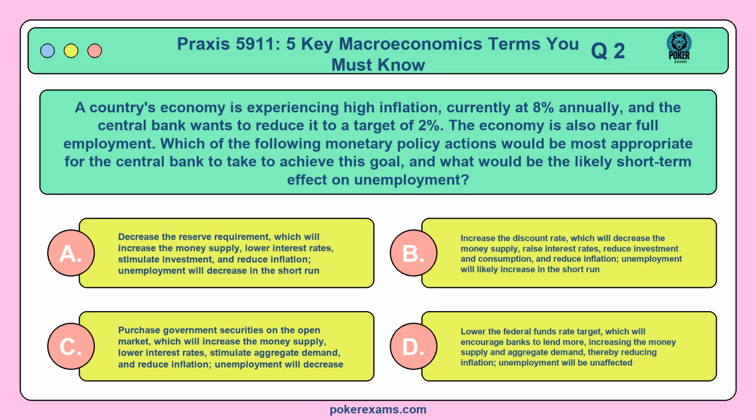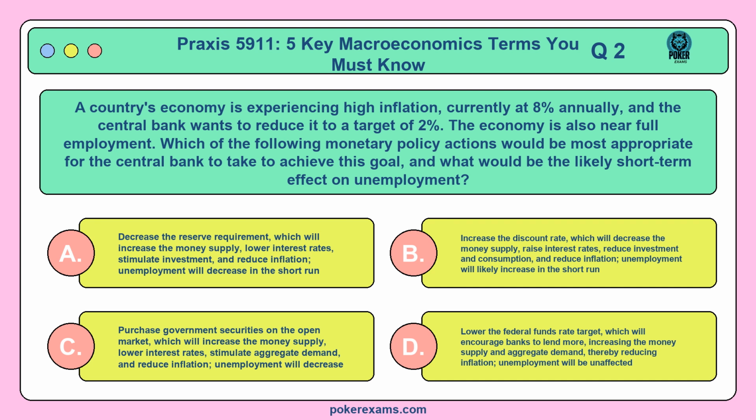Question 2. A country's economy is experiencing high inflation, currently at 8% annually, and the central bank wants to reduce it to a target of 2%. The economy is also near full employment. Which of the following monetary policy actions would be most appropriate for the central bank to take to achieve this goal? And what would be the likely short-term effect on unemployment?